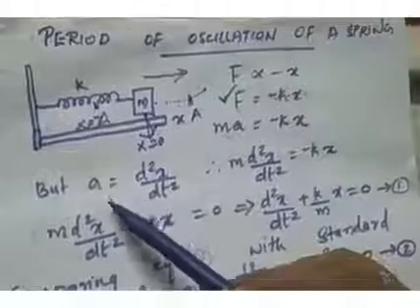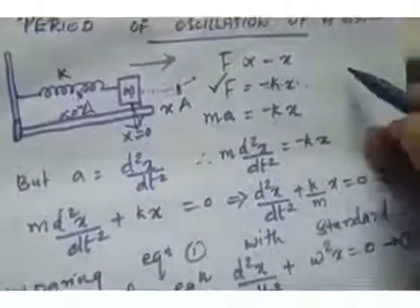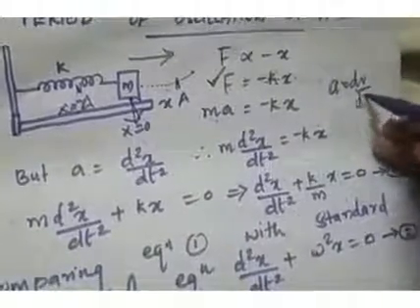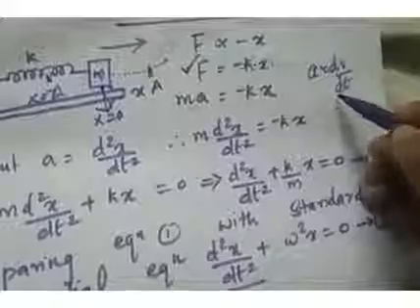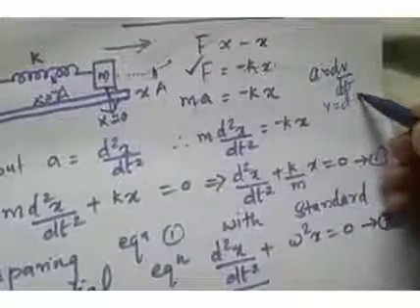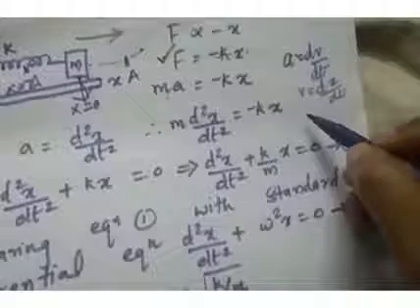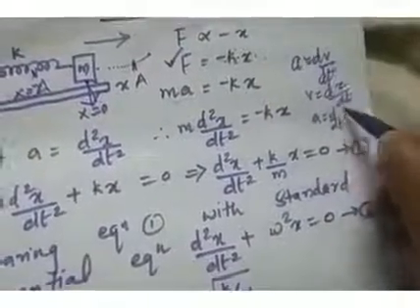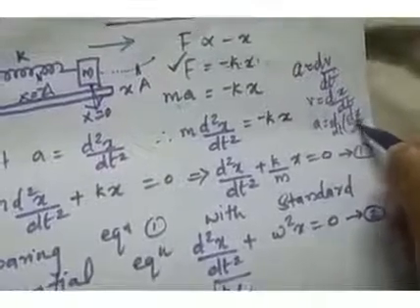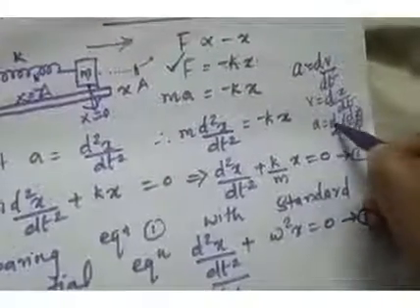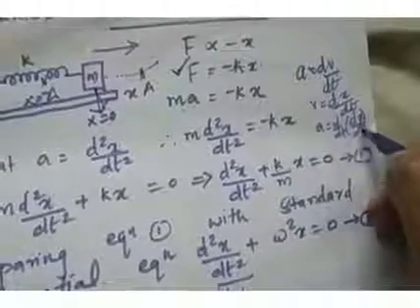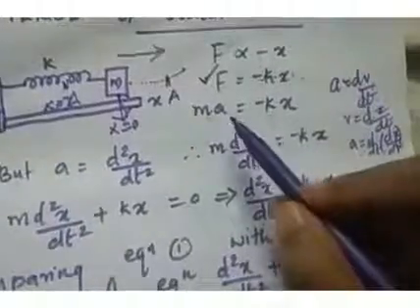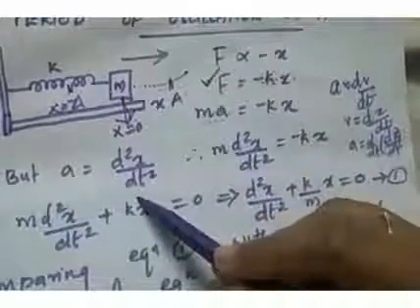But we know that acceleration is equal to d square x by dt square, isn't it? Because acceleration is dv by dt, right, where v is the velocity. And we know that v is dx by dt. So acceleration a will be d by dt of v, and v is dx by dt. Now it will become d square x by dt square. So acceleration a is d square x by dt square.